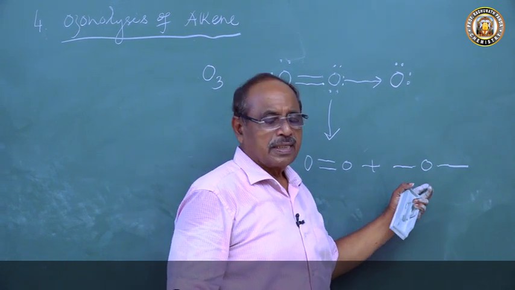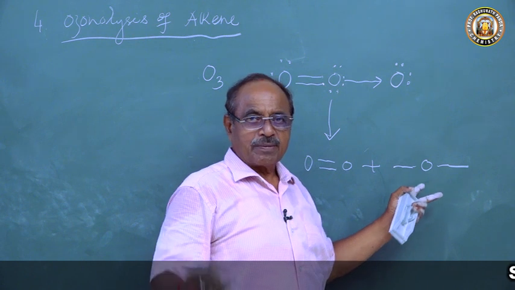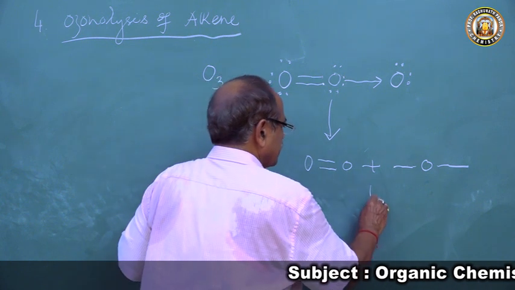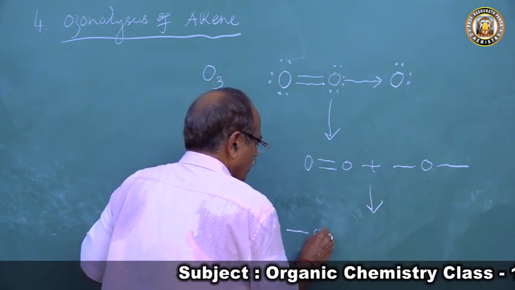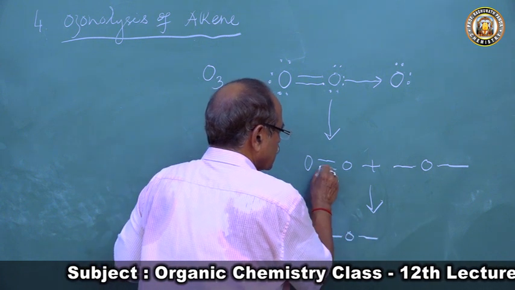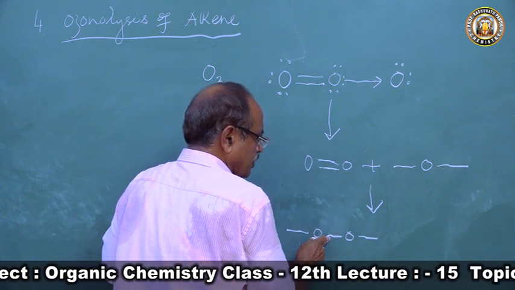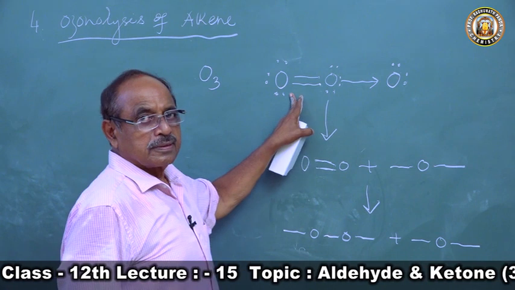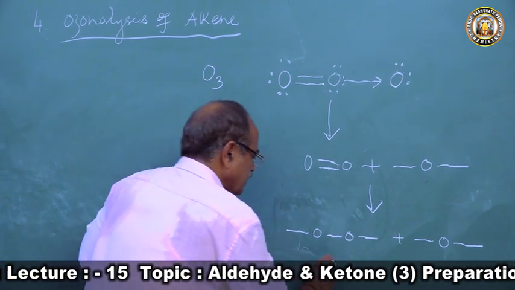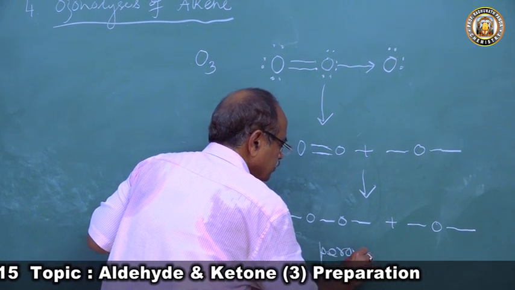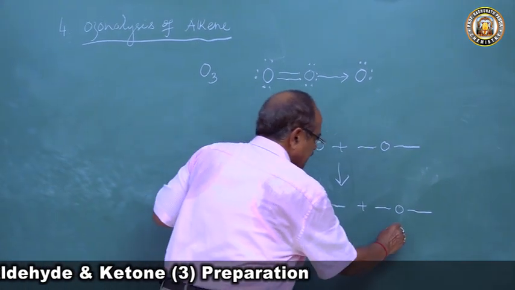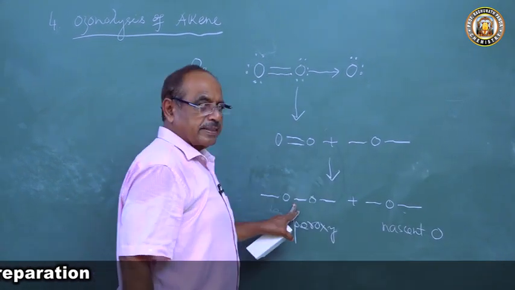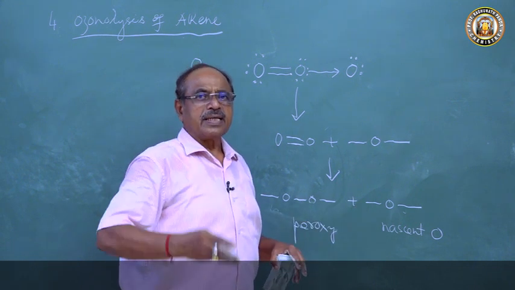This nascent oxygen is oxidizing in nature. It can break a bond. Because one bond is a sigma bond and one pi bond, this breaks and we get this. So the ozone can produce a peroxide, a peroxy linkage, and this is nascent oxygen, and both are oxidizing agents, and they break the bond.